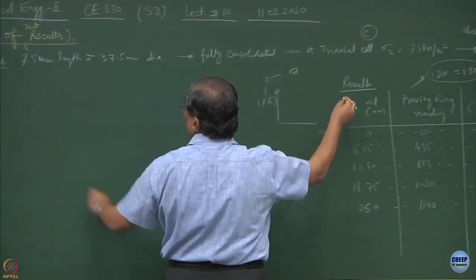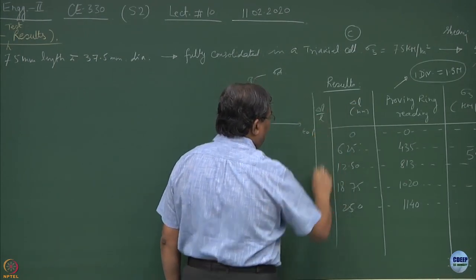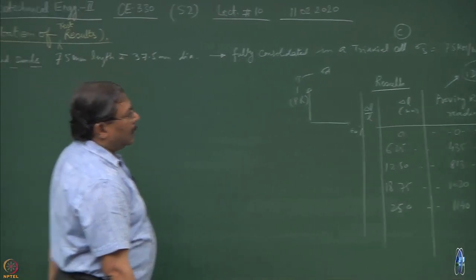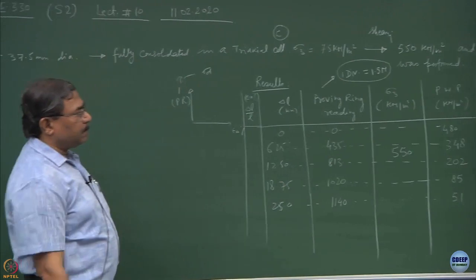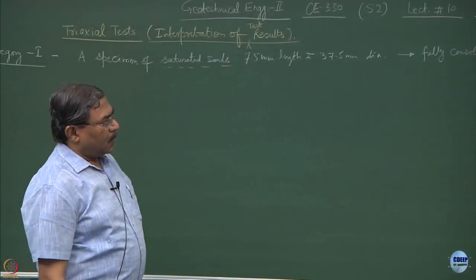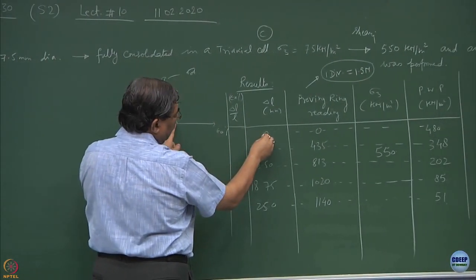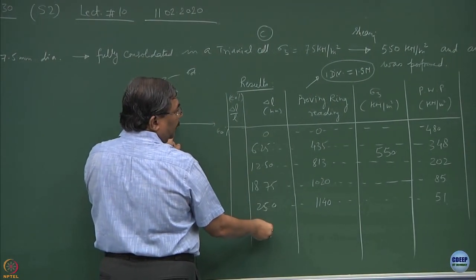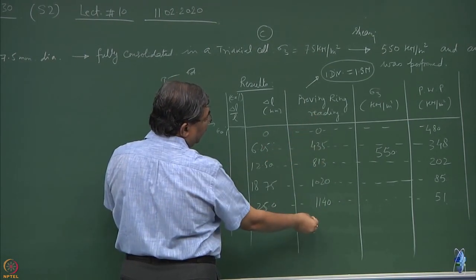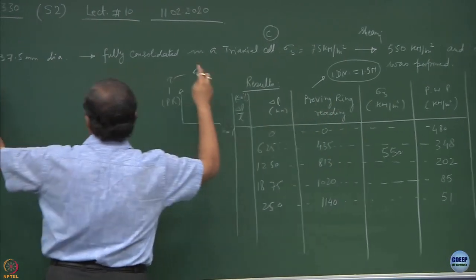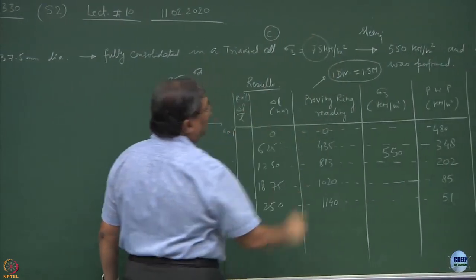So, if I know the initial length of the sample and if I know the delta L, I can always find out delta L by L, clear. Now, this delta L by L is nothing but epsilon A. So, as you shear starting from 0.00, what is happening? You are straining the sample, the proving ring reading is increasing, or in terms of the sigma d value. Sigma 3 remains constant after the consolidation process is over. So, consolidation was done at 75 kilonewton per meter square.